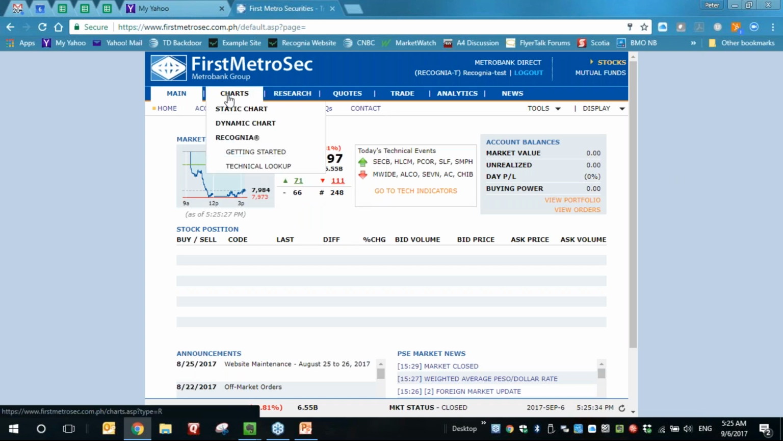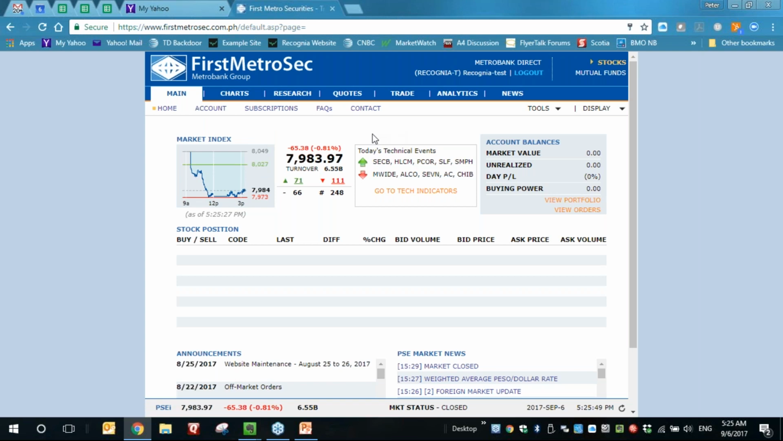We're going to find the Recognia research in a couple of places, but most commonly we're going to find it here under charts. You can see it says Recognia, and we have a getting started link, which is educational, and a technical event lookup link, which you could use to type your own idea in. But also right here on the main page, it says today's technical events. These are some trading ideas given to you by Recognia based on technical events taking place in the market.